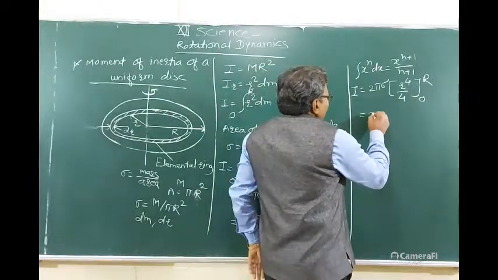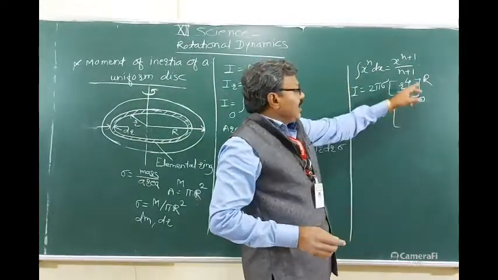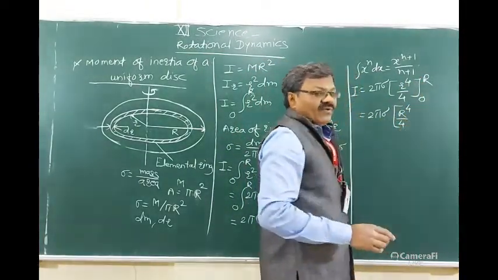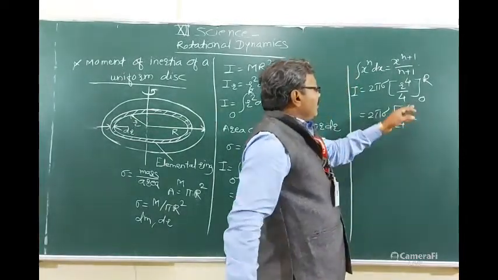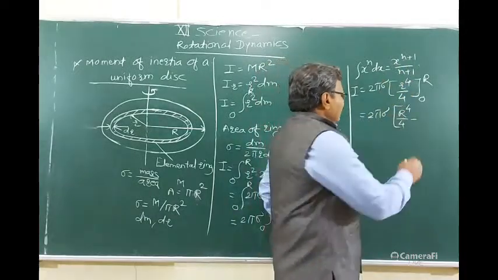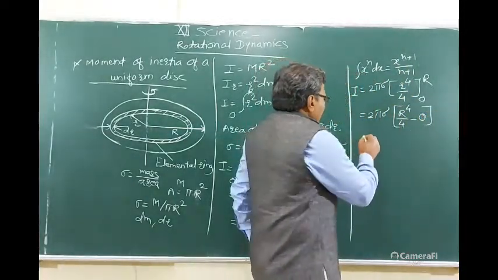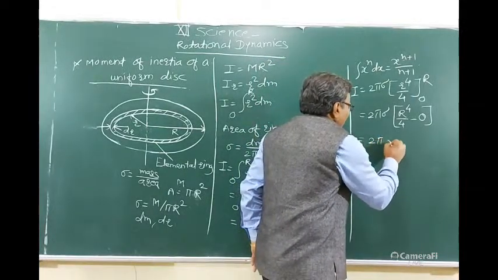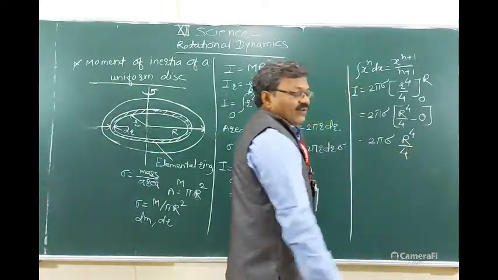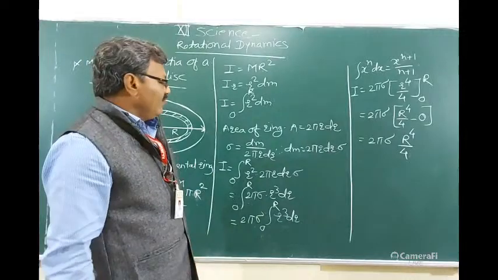Now it is equal to 2 pi sigma. By substituting the upper limit, we get r raised to 4 upon 4 minus, instead of r we substitute 0. Now 0 raised to 4 is 0. Therefore we get 2 pi sigma into r raised to 4 upon 4.